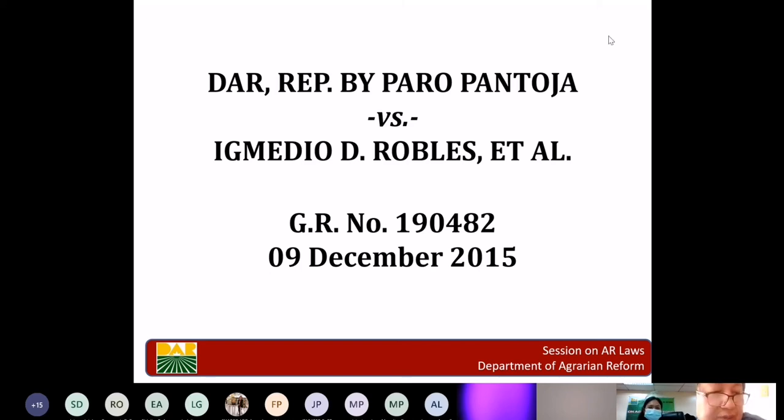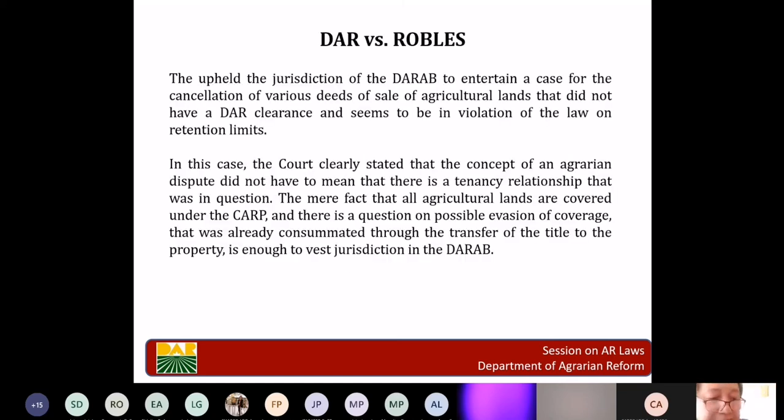The case was referred by the Secretary to the DARAB, and absence of the BARC, no BARC constituted in the place where the property is located. So under those circumstances, no BARC certification is required. So the action under Rule 4, the action before the DARAB can be commenced only by filing a verified petition or a complaint. So it must be accompanied, aside from the BARC certification, by a certificate of non-forum shopping.